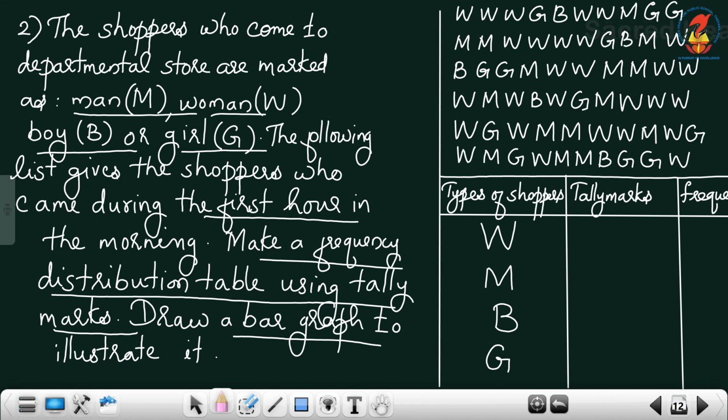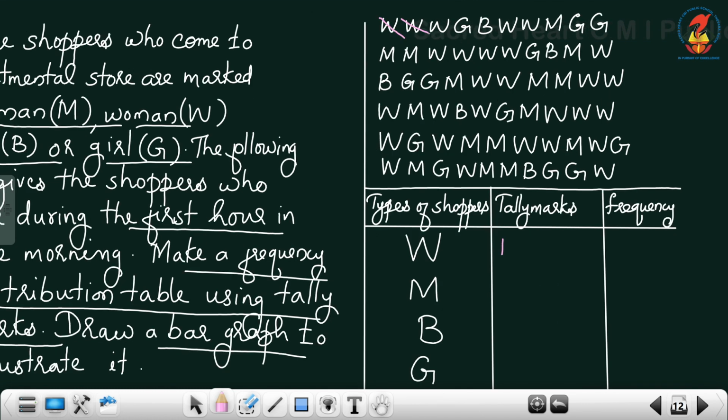Then W, then again W, then G, B, you have to put a vertical stroke, then W, 2 times W, then M, again 2 times G, M, W, 4 times W, 1, 2, 3, 4, then G, D, M, W, again B.